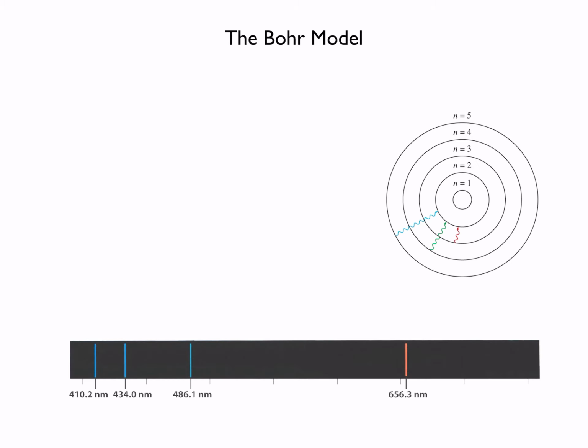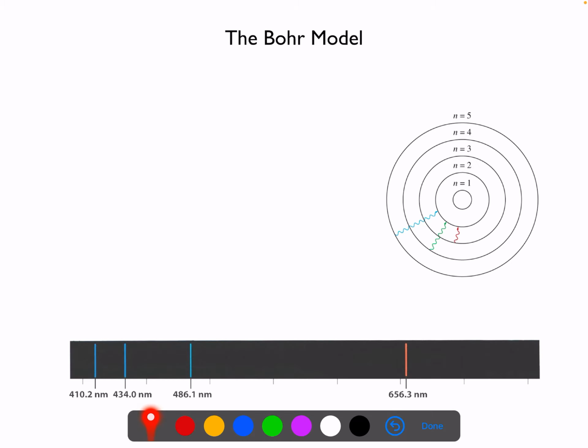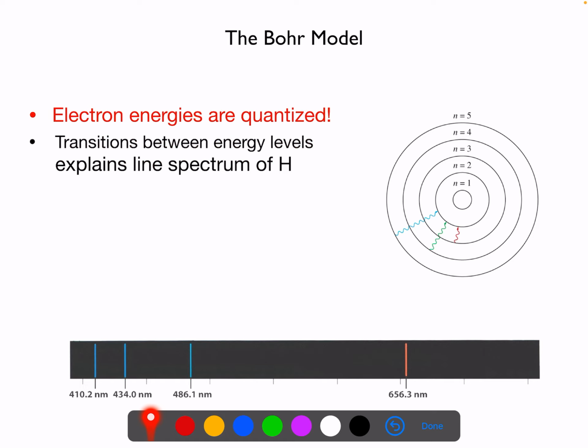So this is the basic Bohr model of the atom, right? He's able to explain the line spectra of hydrogen. He says we have a nucleus, electrons orbit at these quantized energy levels. So electron energies are quantized. The transitions between energy levels explain the spectrum of hydrogen. And the other thing is it's treating the electron like a particle. I don't think we mentioned that, but think about that. It's treating the electron as a particle, like a planet orbiting the sun. So the electron's going around and around and around. This is treatment of the electron like a particle.